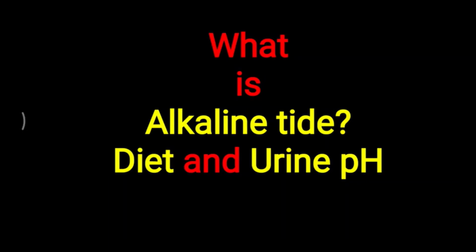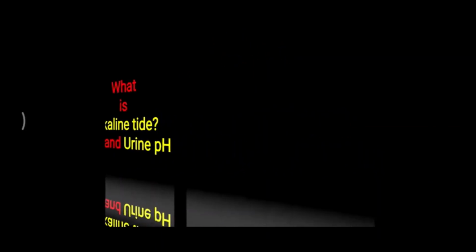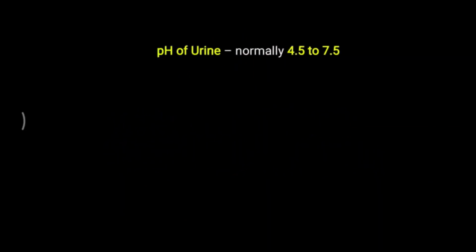Hello friends, today's topic is about what is alkaline diet. Also we will look at the correlation of diet and our urine pH. So normally urine pH ranges from 4.5 to 7.45. So it is generally acidic in nature. So urine pH is generally acidic.